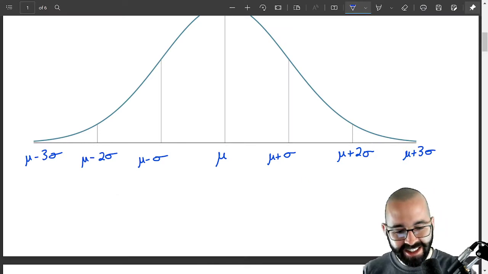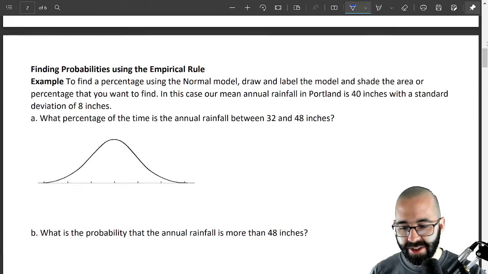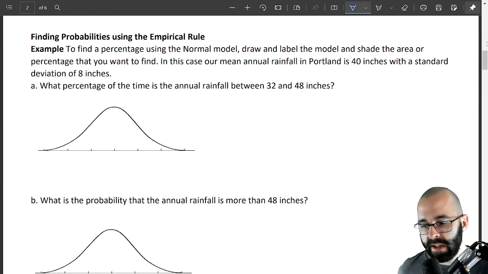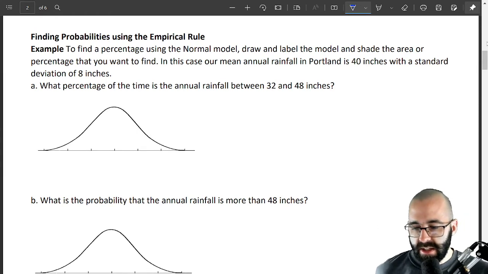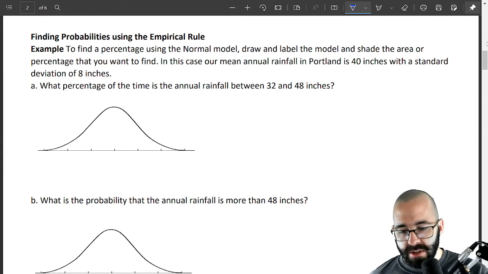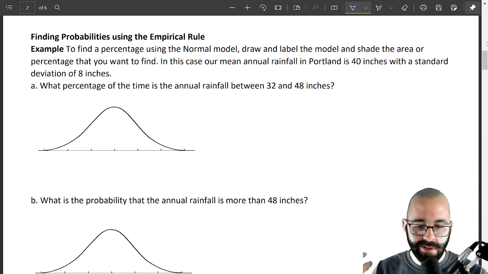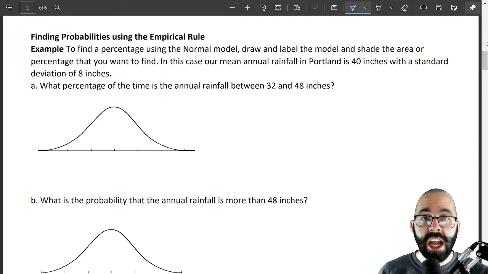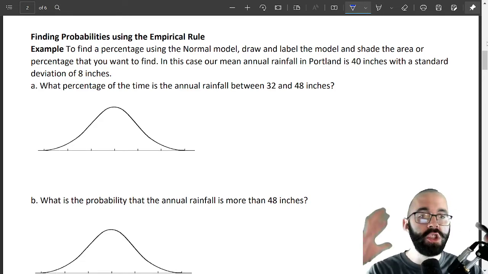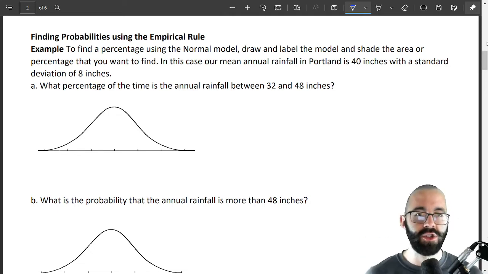All right, so let's finish up this video. Let's use the empirical rule. So let's do an example. To find a percentage using the normal model, draw and label the model. So we're going to start by doing what we did in the last one. Draw and label the model. Shade the area or percentage that you want to find. This is a good visual way of connecting information.